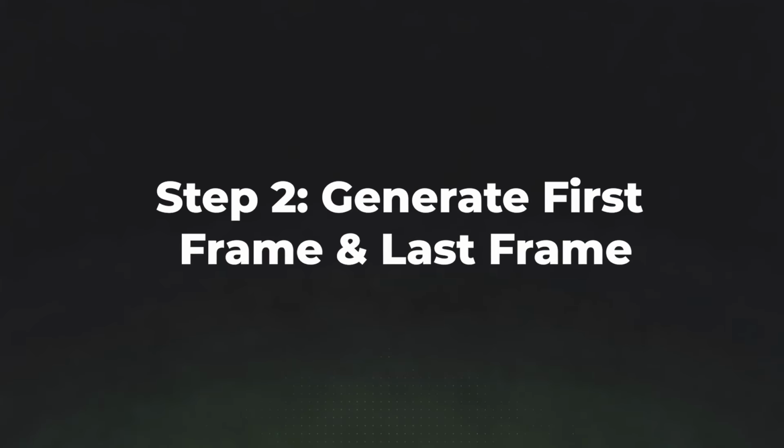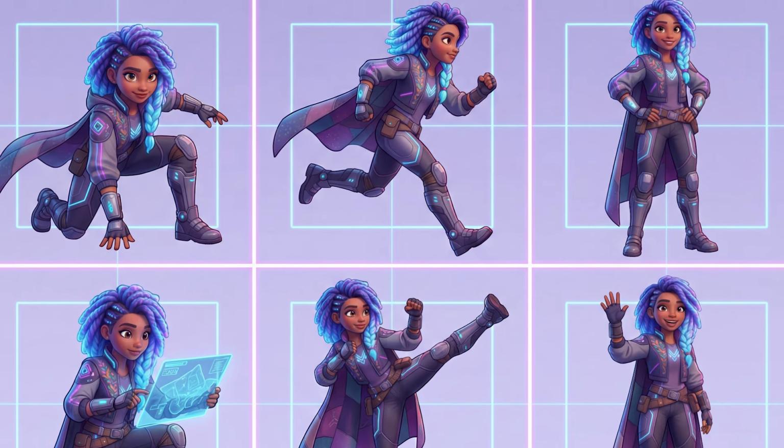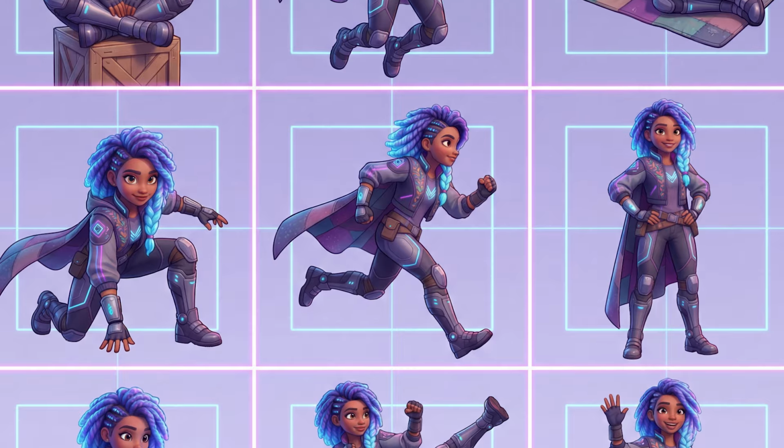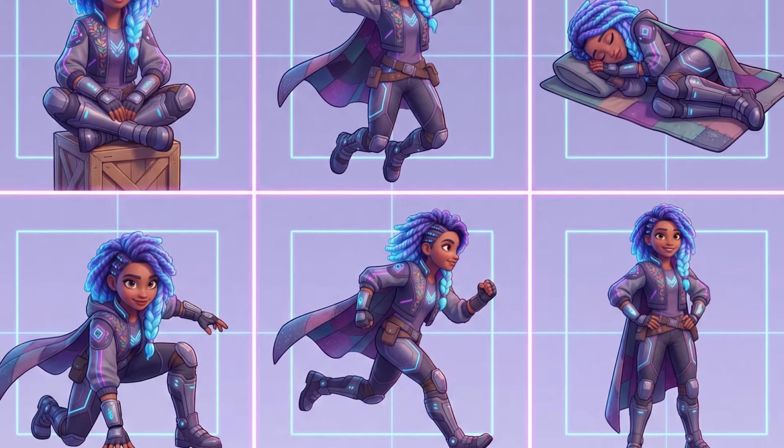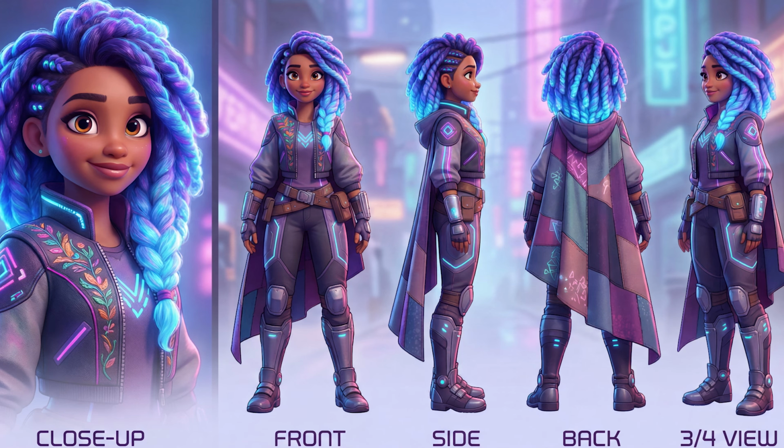Now in this step, we're going to create our first frame. With the character sheet completed in the previous step, we can now use those reference images to generate the opening shot for our animation in Kling AI. All we do here is upload one of our anchor images into NanoBanana Pro and write a clear detailed prompt that describes the exact shot we want.